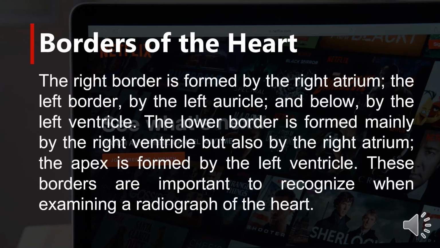Borders of the heart. The right border is formed by the right atrium, the left border by the left auricle, and below by the left ventricle. The lower border is formed mainly by the right ventricle but also by the right atrium. The apex is formed by the left ventricle. These borders are important to recognize when examining a radiograph of the heart.